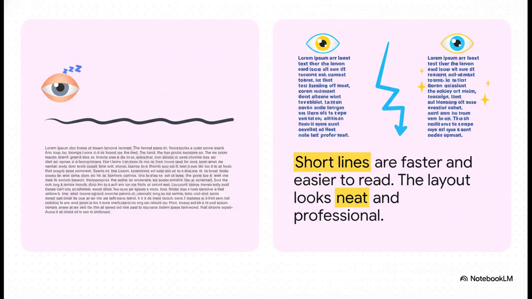It turns out that reading really long lines of text is physically tiring for our eyes. Our brains can actually process shorter lines much faster. So by using columns, you're literally making your document easier and quicker to read. It takes that dense wall of text and turns it into something neat, organized, and professional. And that professional look? It tells your reader your work is credible before they've even read a single word.